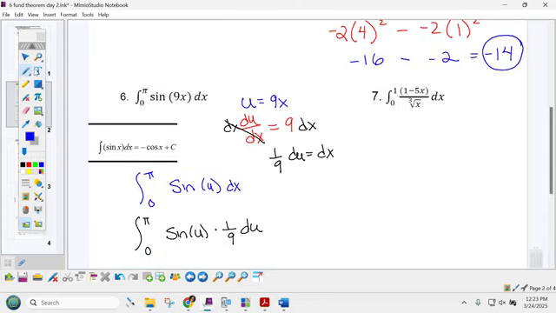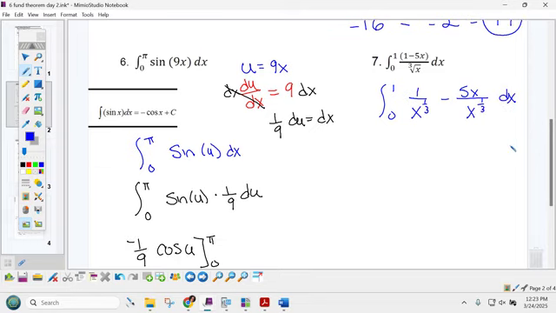All right, last but not least, number 7. There is no such thing as the quotient rule in antiderivatives. But because it's a monomial denominator, I can write it as each term over the denominator. Then I'm going to simplify. I need a negative power.